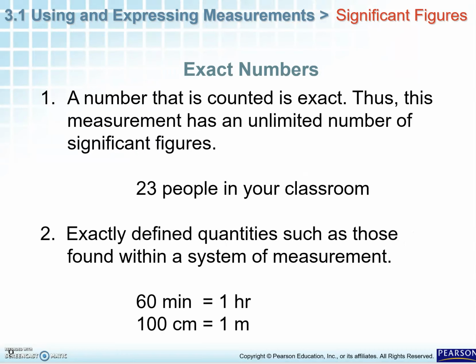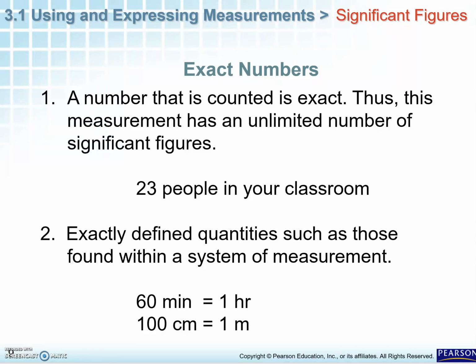There are some exceptions to the rule. Our exceptions are exact numbers. A number that is counted is exact. For example, count how many fingers you have. Do you have 10 fingers or 10 and a half? I hope all of you have 10 fingers, and that is an exact number. There's no guessing, there's no estimated number in that answer. So a measurement that is counted always has unlimited numbers of significant figures.